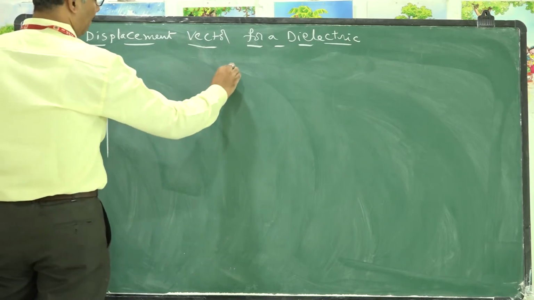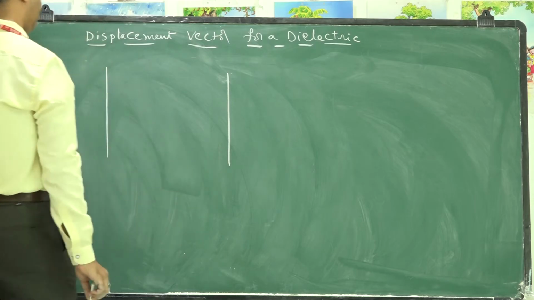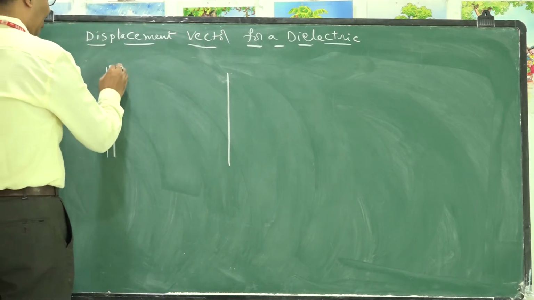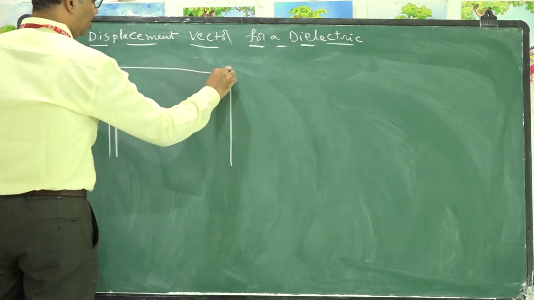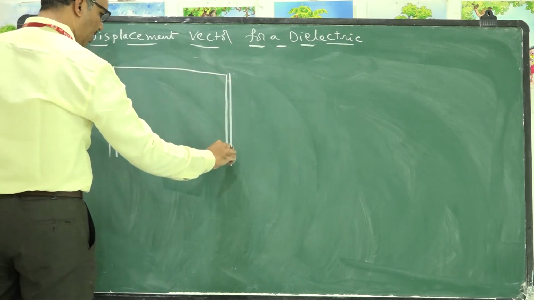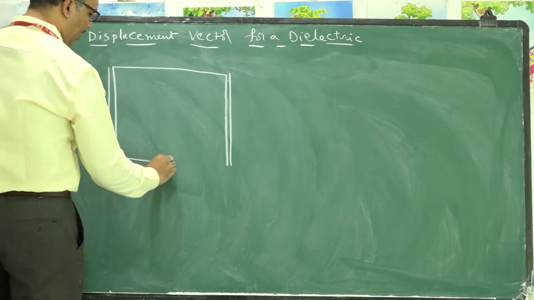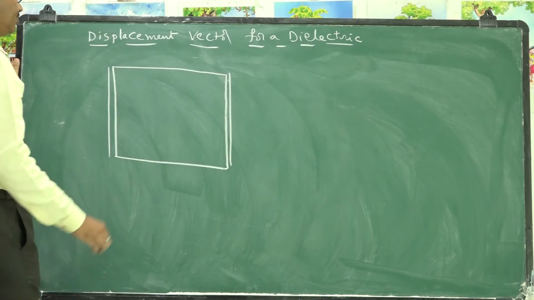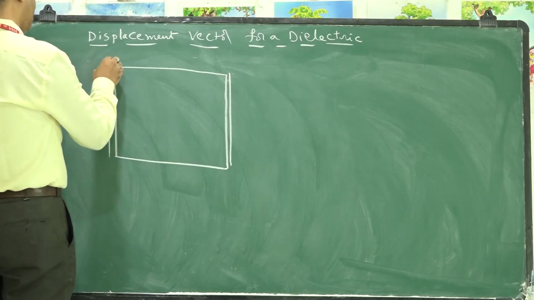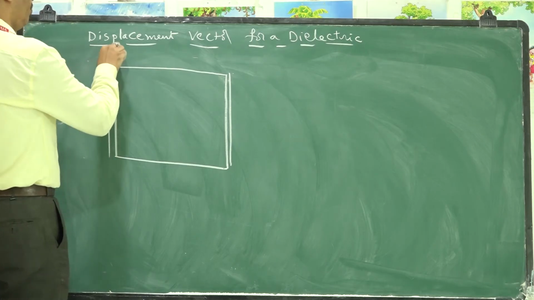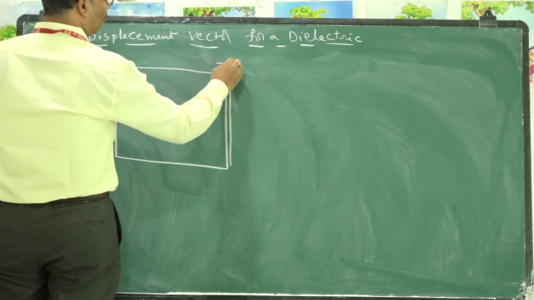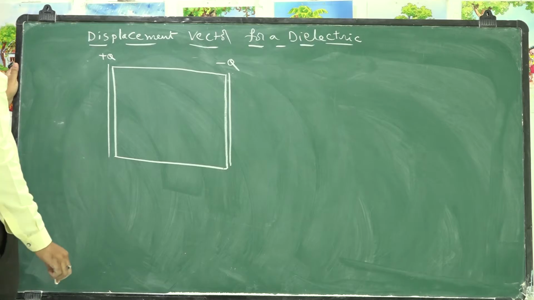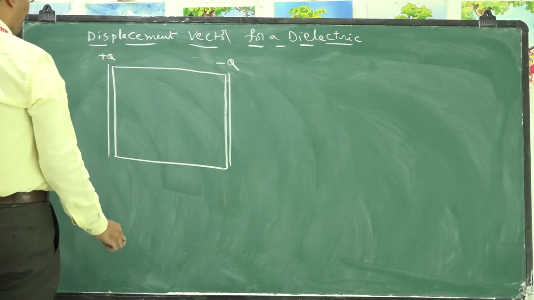Here is a parallel plate capacitor. This capacitor is provided with a dielectric slab. That means the space between the two plates of the capacitor is completely filled with a dielectric slab like this. This plate of the capacitor is given plus Q. Obviously minus Q is developed over here in the absence of this dielectric. In the presence of dielectric, what will happen?